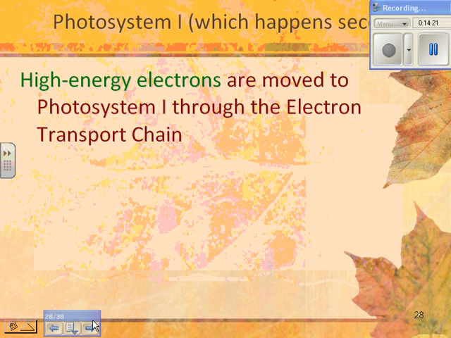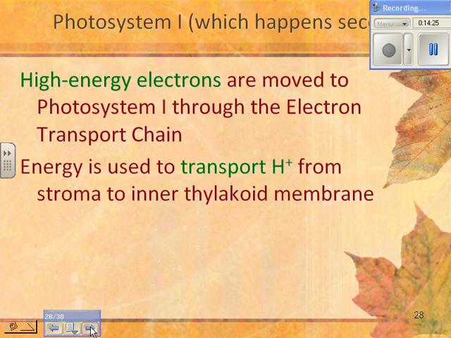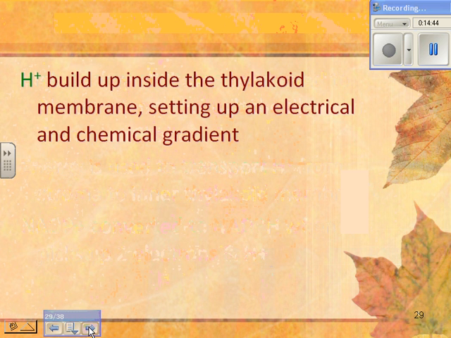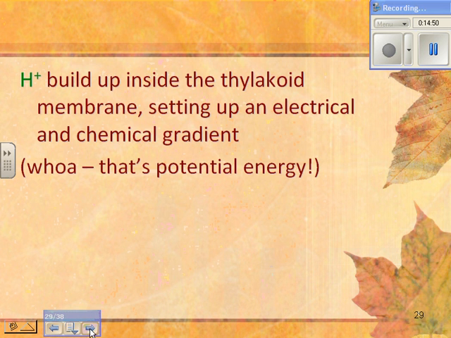High energy electrons are moved to photosystem 1, which is the second one, through the electron transport chain. Energy is used to transport hydrogen from the stroma to the inner thylakoid membrane. So you shove a bunch of hydrogens inside this thylakoid membrane. NADP plus is converted to NADPH, which finally accepts those electrons at the end. And there, remember, that's a delivery boy who's going to give the electrons to someone later. And hydrogen builds up inside, setting up this gradient. And that's potential energy.